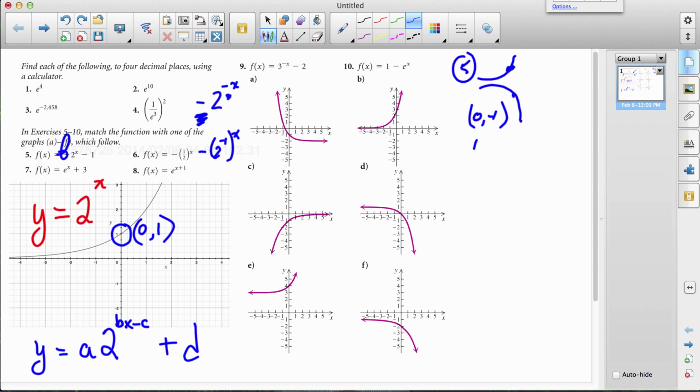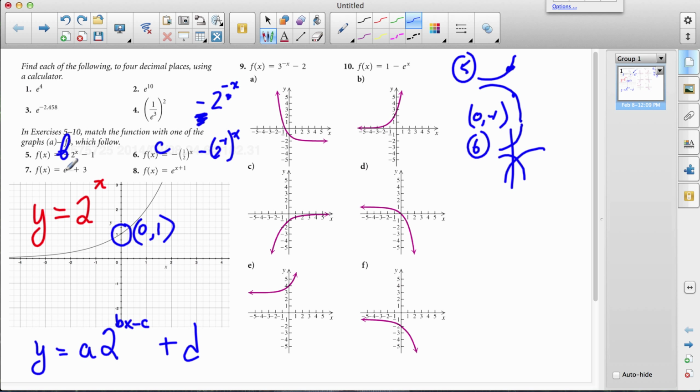So for number 6, instead of going like this, it's reflecting on the x-axis, but then it's also reflecting on the y-axis. So instead of going like that, it's going to go like this. So I have to find one that looks like that. There's one. That's the only one. It has to be this one. 6 has to be C.